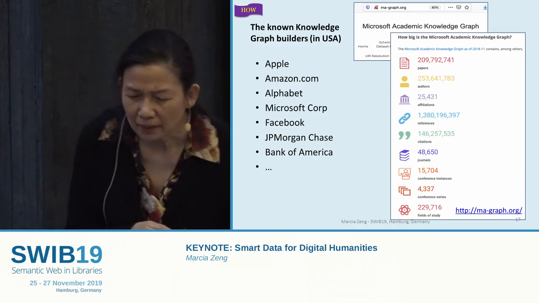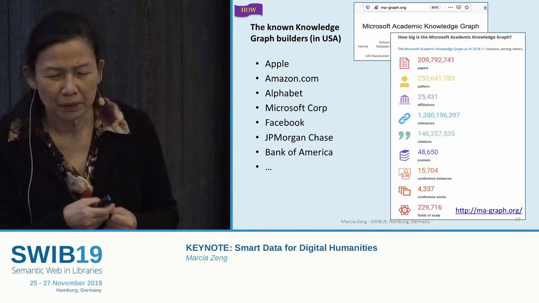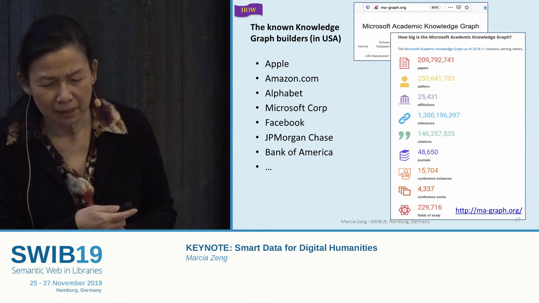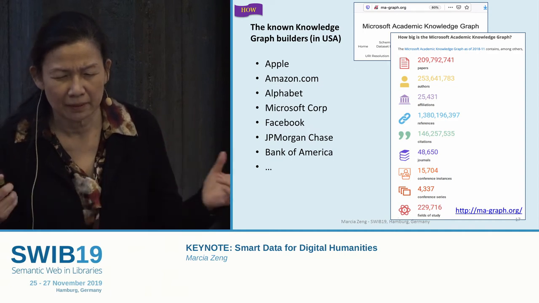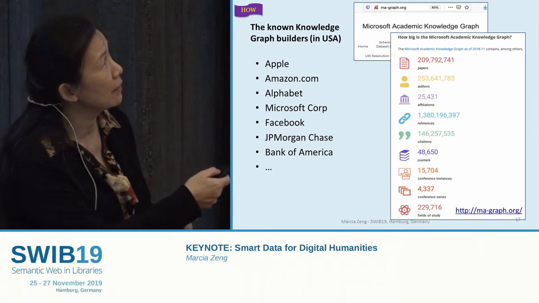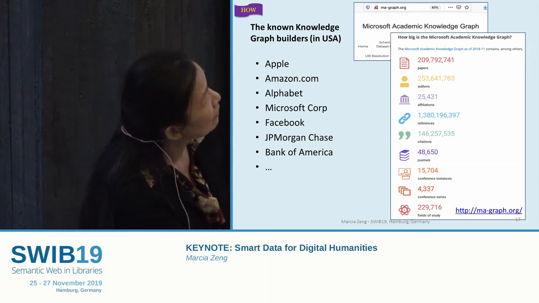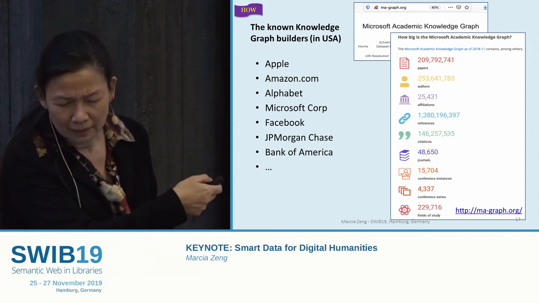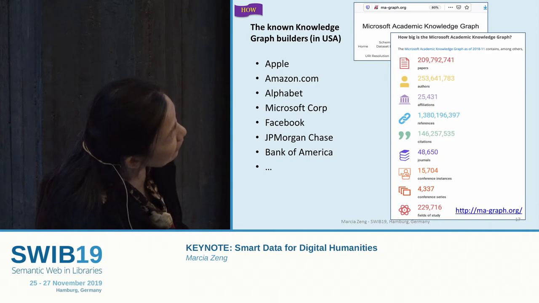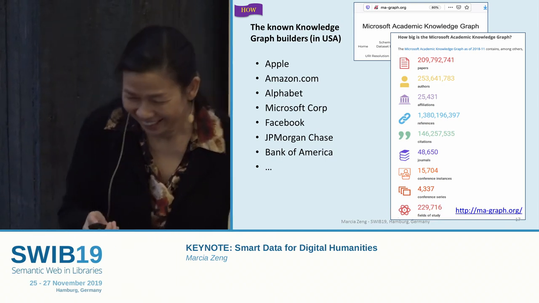This is an example of knowledge graph builders. They all build and provide knowledge graphs. On the right side is Microsoft. They have a big data set called the Academic Knowledge Graph. The very interesting thing is that what they are dealing with is very similar to what we are dealing with. Can you see that? Citations, papers, the journals, conferences, and the field of study. It's very similar. Maybe they hired librarians to do that.